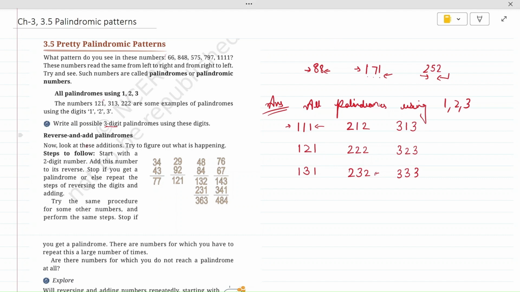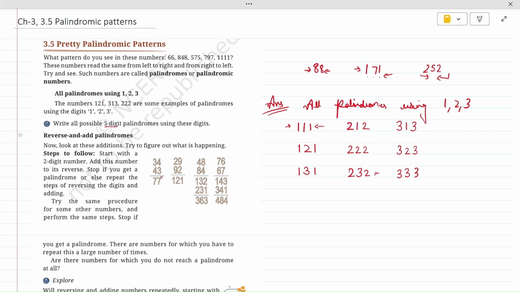Now, next is reverse and add palindromes. So this is one activity. Now look at these additions. These are certain additions given to us. Try to figure out what is happening. Okay. So what they have done is they have taken one number, 34. And then they have reversed this number. The reverse of 34 is 43.